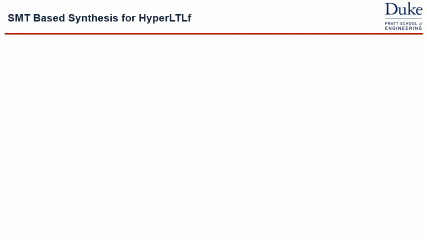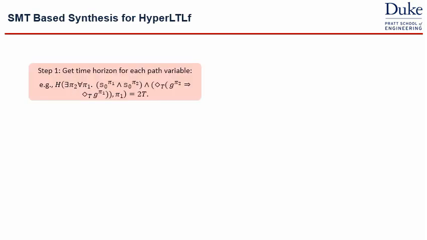We have seen how to use HyperLTL to specify plenty of objectives that are hyperproperties. Now I'm going to demonstrate how we use SMT solvers to synthesize plans for those objectives. Specifically, we consider the finite time fragment of HyperLTL, namely HyperLTLF. We follow three steps.